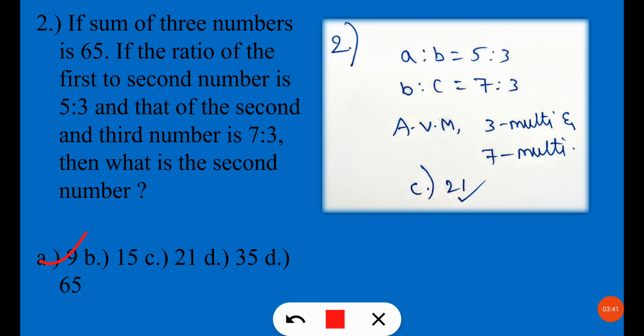Option A, option B: 21 is a multiple of 3, 35 is not a multiple of 3 and 65 is not a multiple of 3. Again, in the second ratio, B to C equals 7:3. That means again B should be a multiple of 7. Among options A, B and C, 9 is not a multiple of 7, 15 is not a multiple of 7 and therefore 21 is a multiple of 7. Hence option C is the correct answer.